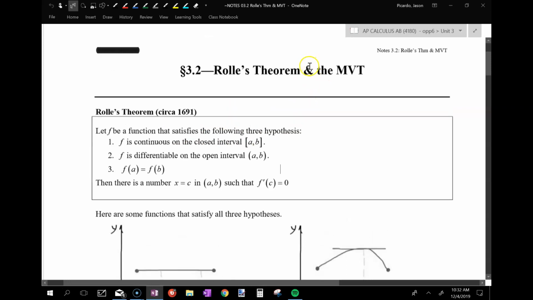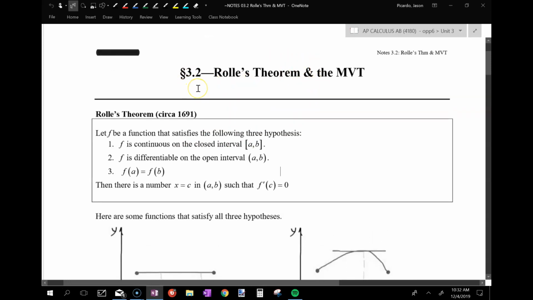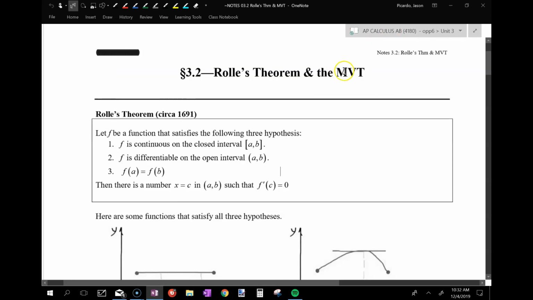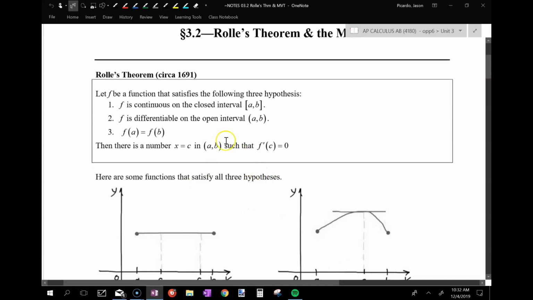I'm going to share with you guys Rolle's theorem, and then Rolle's theorem is going to wind up transforming into the mean value theorem. This mean value theorem is one of the absolute most important concepts of the year. Okay, and it all hinges on Rolle. So here's what Rolle's theorem says.